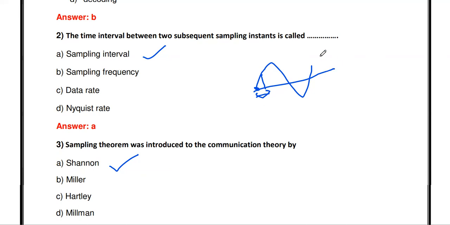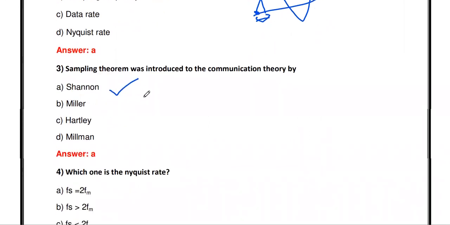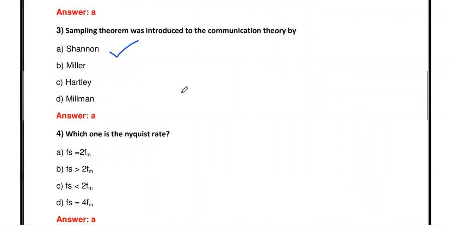In order to recover this signal exactly on the receiver side, we have to take as many samples as possible. If we take many samples in one cycle, only then will we recover the signal on the receiver side in a perfect manner. So at minimum, how many samples do we have to take in one cycle? It is defined by the Shannon sampling theorem. That is called the Nyquist rate.